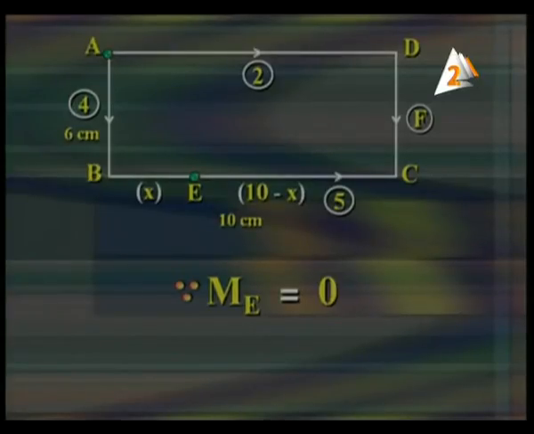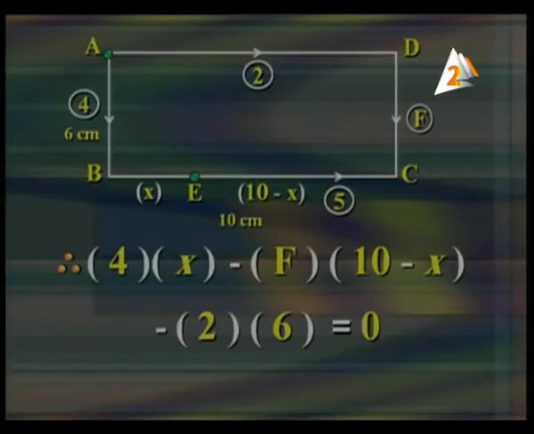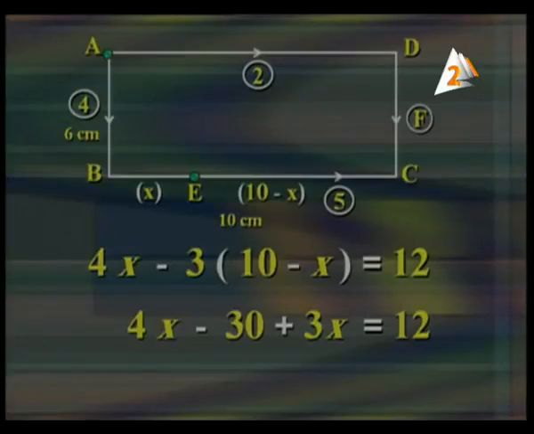Now solve this equation, we get 4X minus 3 times (10 minus X) equals 12. And 4X minus 30 plus 3X equals 12. Or we say 7X equals 42. And the value of X equals 6 centimeters from the point B.